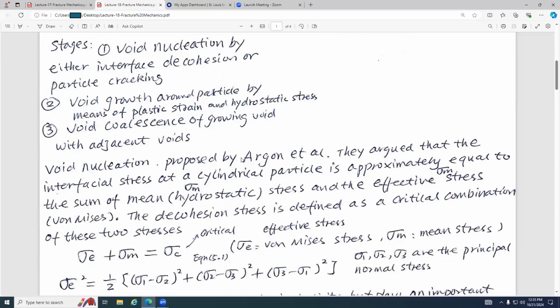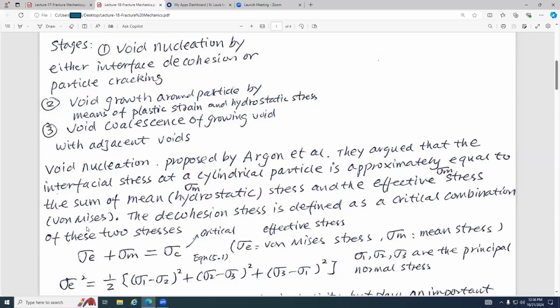So this is proposed by Argon et al. And they argue that the interfacial stress at a cylindrical particle is approximately equal to the sum of the mean stress and the effective stress. And what is the mean stress? It is the hydrostatic stress. Okay, so this is mean stress. What is effective stress? The von Mises stress.